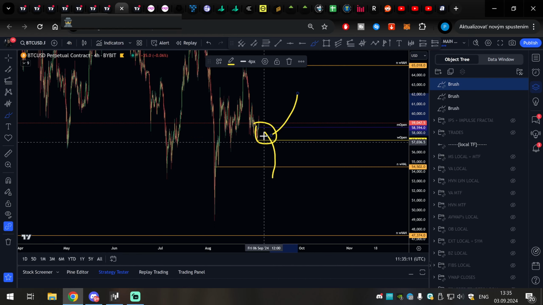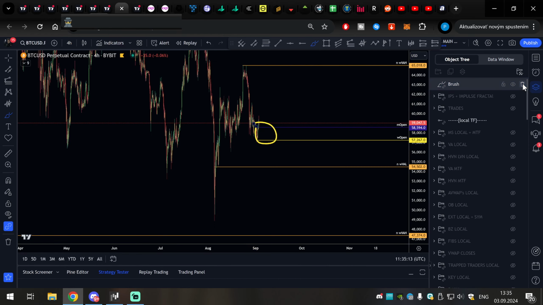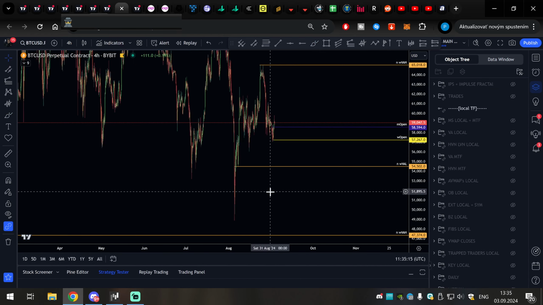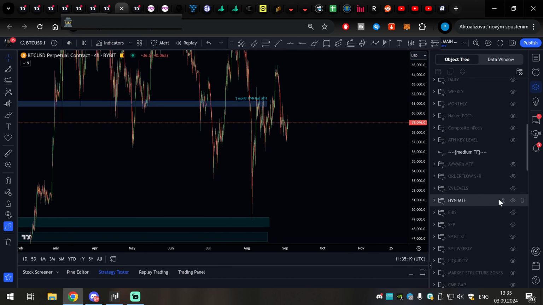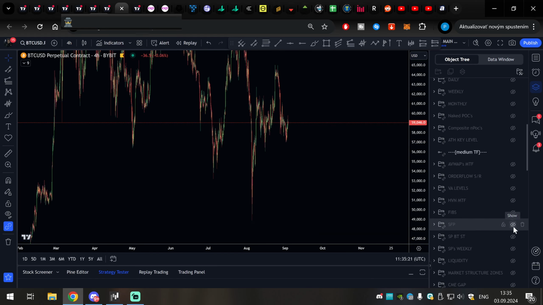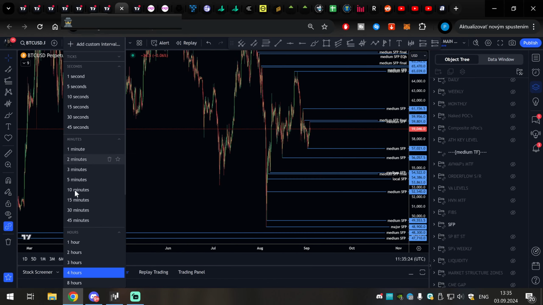We can go like that. So it's going to be crucial here if they are close together, because your higher time frame traders will be involved. Swing failure patterns.